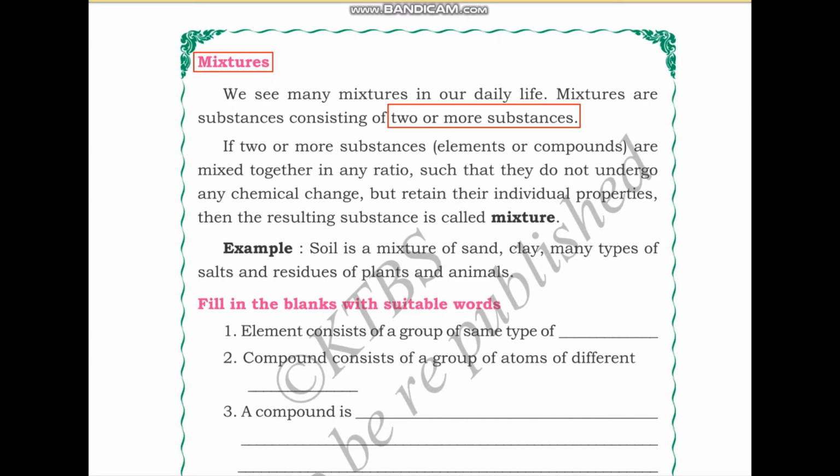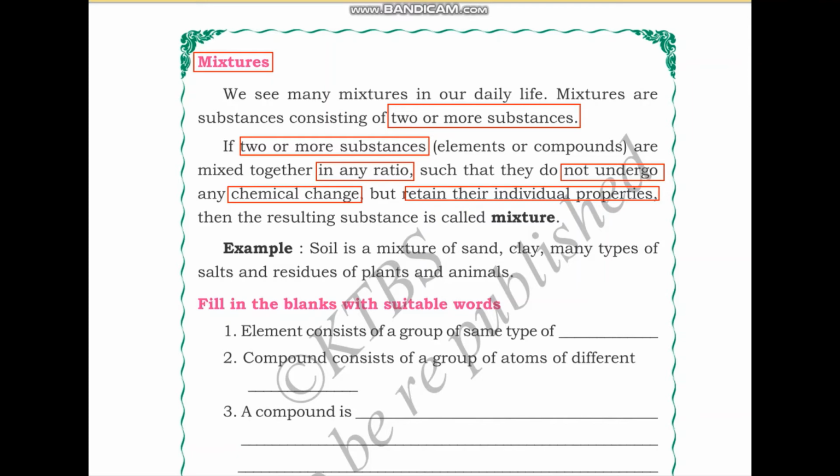So two or more substances should combine, and the ratio of their combination does not matter. They can combine in any ratio, but they should not undergo any chemical changes. Also, they should retain their individual properties. Then the resulting substance is called a mixture.